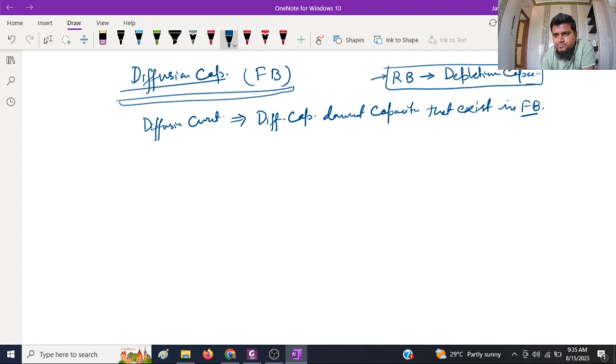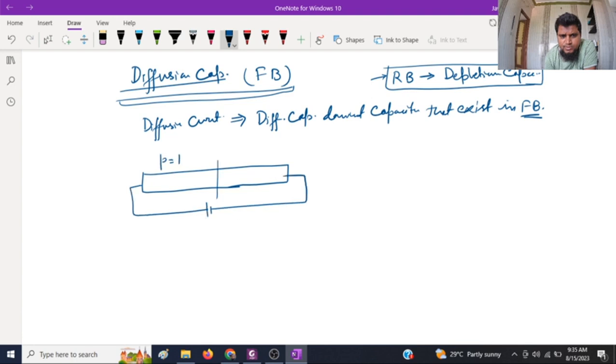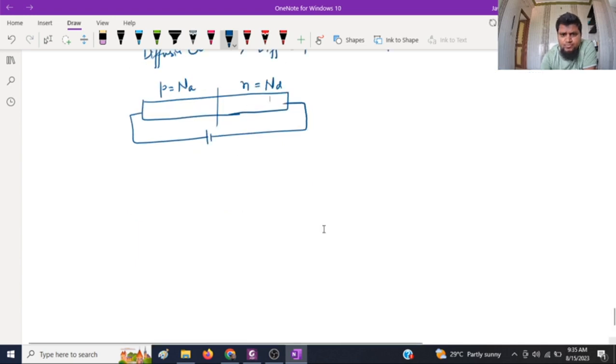To understand diffusion capacitance, you must understand what's happening inside the PN junction with slight forward bias. So if you have a PN junction where the P side is doped with Na acceptor atoms per centimeter cube and the N side is doped with Nd donor atoms per centimeter cube, if you see the charge distribution or the carrier distribution, let's assume this is x equal to 0.